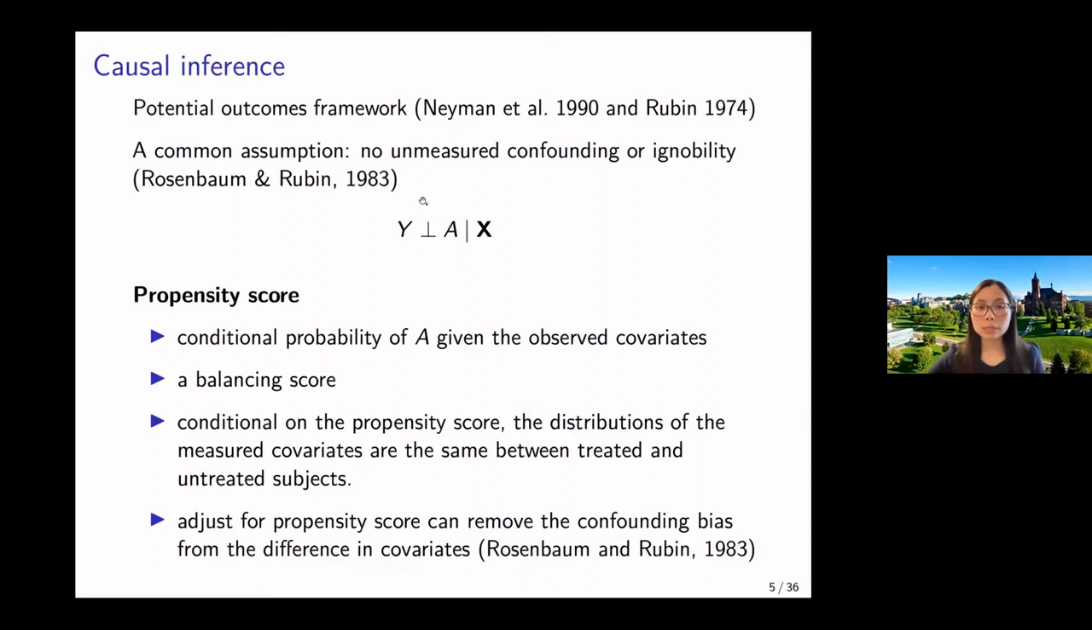Mathematically, that means conditional on the covariate or control variable X, your outcome and the treatment will be independent. This is what no unmeasured confounding says. Under the potential outcome framework, there are a lot of methods to draw the causal relationship, and most of them are based on the propensity score approach.